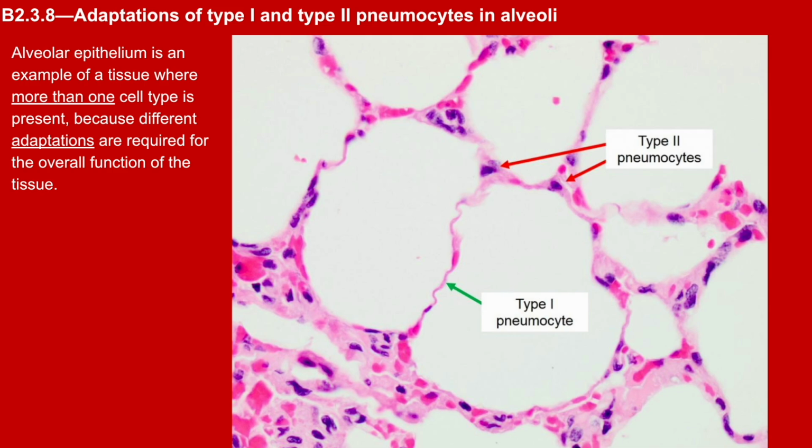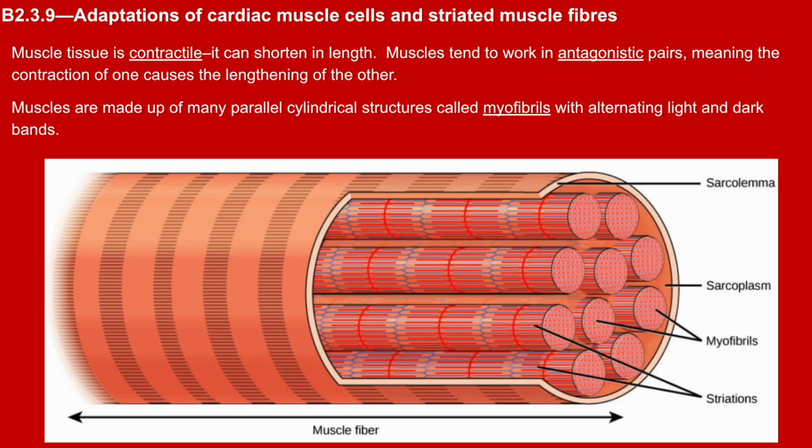Here's a picture of what they look like in real life. Our type 1 gas exchange pneumocytes and our type 2 surfactant producing pneumocytes. Okay, muscle tissue we're going to be spending more time talking about in the future, but it's contractile. Muscles contract. They're made up of cylindrical structures called myofibrils.